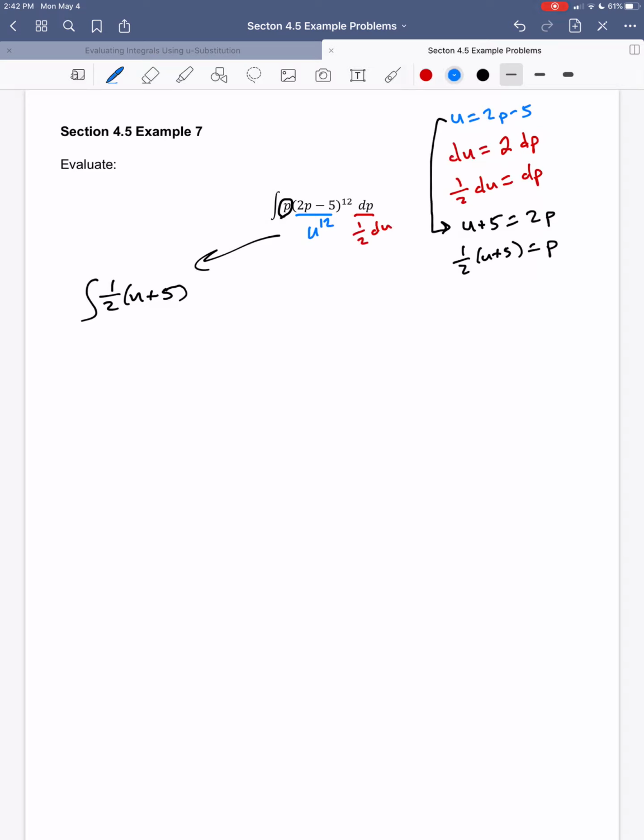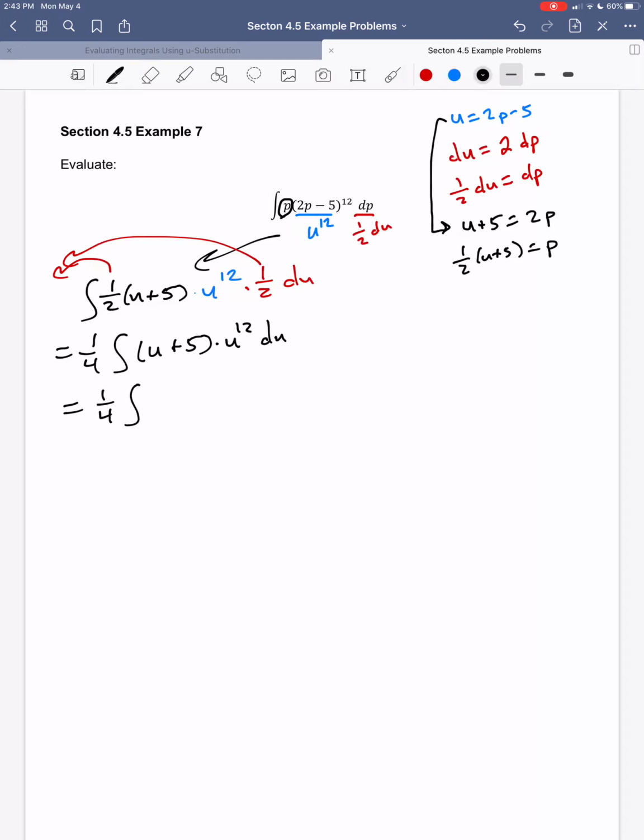The middle stuff there, 2p minus 5 to the 12th power, that's just u to the 12th. And this last part, dp, is just 1/2 du. And now these 1/2s can be pulled out, factored out of the integral. So a half times a half is 1/4. And all I have left here then is u plus 5 times u to the 12th du. I can go ahead and distribute. u times u to the 12th is u to the 13th.